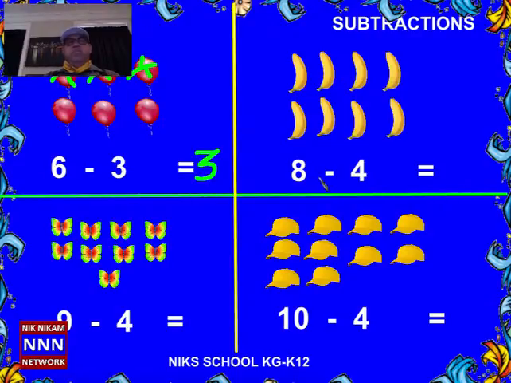So how many bananas are left? Okay, let's count now. We got 8. We need to take away 4 bananas. That monkey ate 4 bananas. So we got to take away 4 bananas. That's a big loss. 4 bananas are gone. Now how many bananas are left? 1, 2, 3, 4 bananas.